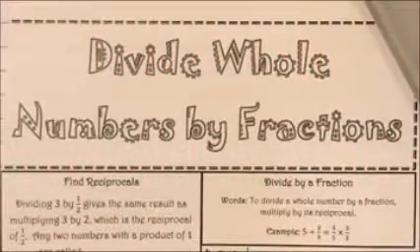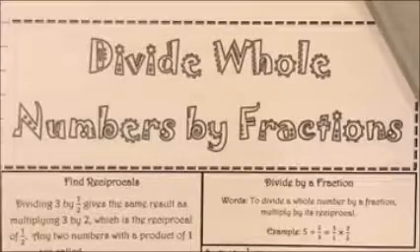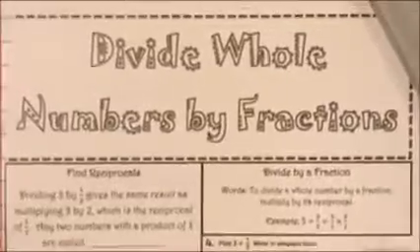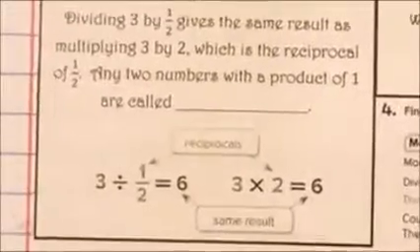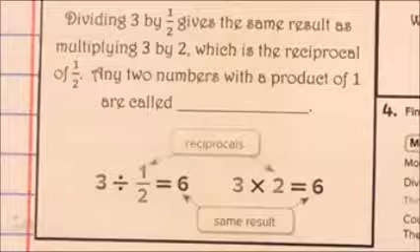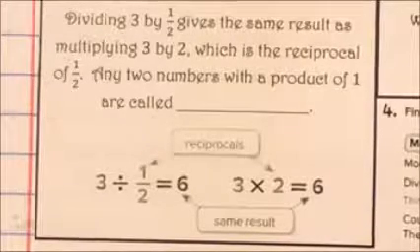This is Chapter 4, Lesson 6, Divide Whole Numbers by Fractions. So, when I divide whole numbers by fractions, I need to first find reciprocals. Okay? So dividing 3 by 1/2 gives the same result as multiplying 3 by 2. Which is the reciprocal of 1/2?